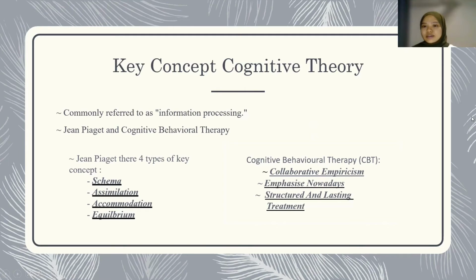CBT also has elements of a non-specific therapeutic relationship, for example, rapport, understanding, and empathy. To aid this collaborative relationship, the therapist needs to explain the rationale for the cognitive behavior model by using examples from the client's own experience. The second key concept of CBT is emphasis on knowledge.